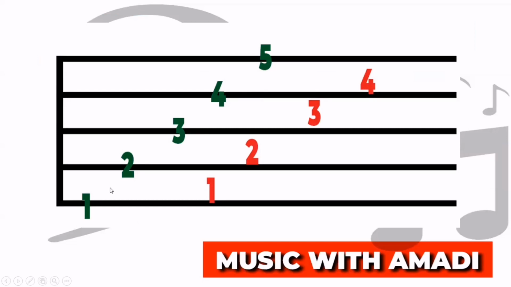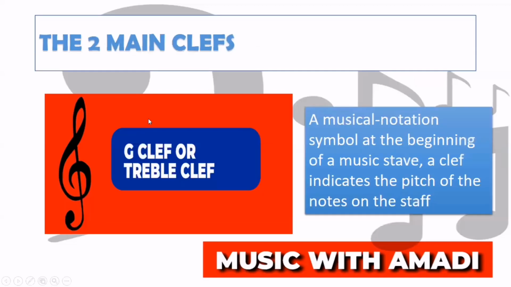The green numbers are to identify the lines, and the red numbers are to identify the spaces. We are going to identify each of them properly, and I want you to know that these lines and spaces actually have their own names, but before you are able to name them, you must be able to identify what type of clef is on the staff.